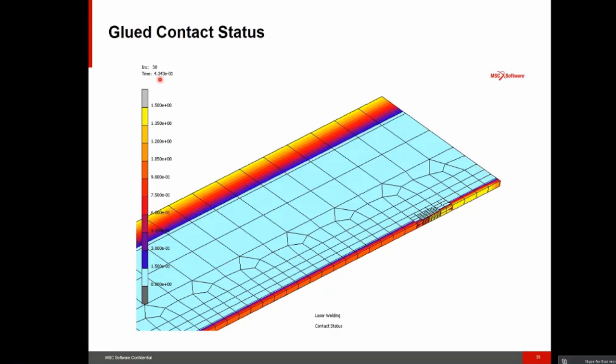So one of the things we've introduced in Marc 2017 is a new contact status, which is 1.5, which represents a glued contact, as opposed to the 1.0, which represents a conventional contact status. So normally you can think of a 0 contact status, no contact. 0.5 represents near thermal contact. 1 is conventional contact. 1.5 is a glued contact, and 2.0 is a symmetry contact.